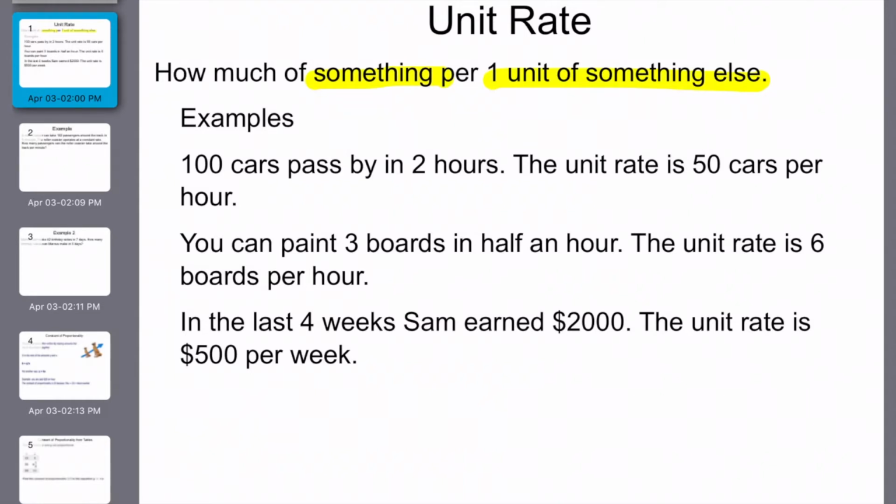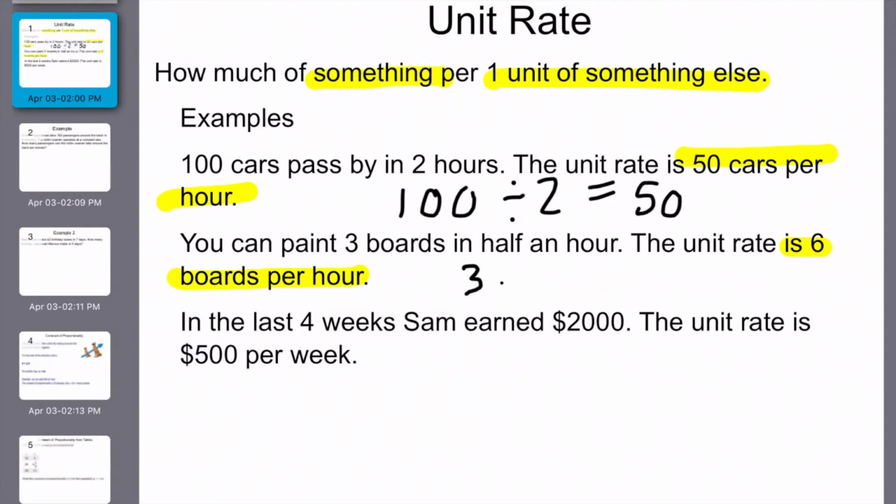So our first one, 100 cars pass by in 2 hours. The unit rate is 50 cars per 1 hour. I wonder how they possibly got this. Well, they did 100 divided by 2 and got 50. Pretty straightforward. You can paint 3 boards in a half an hour. So the unit rate is 6 boards per 1 hour. How many boards per 1 hour? So 3 divided by 1/2 is the same thing as 3 times 2, which is 6.